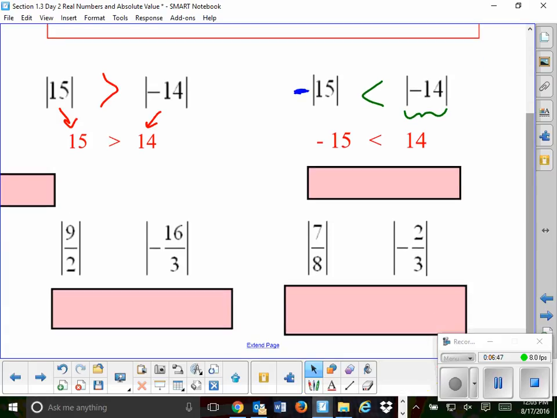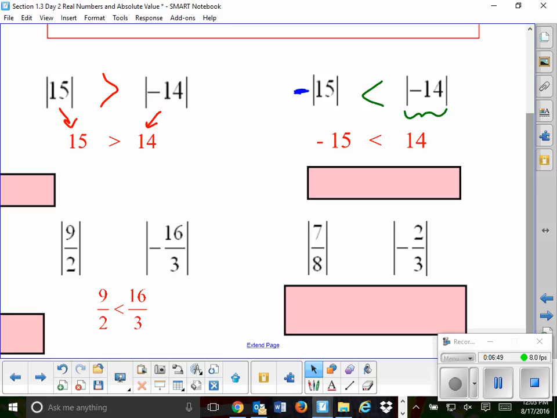Over here, we have 9 halves. If you need to turn it to a decimal or a fraction, just so you know, this is 4.5, and this is negative 5 1/3. So when you're comparing these, you're now comparing 4.5 to positive 5 1/3, positive because you're taking the absolute value, and we know that 5 1/3 is bigger than 9 halves, so you have that. So a lot of thinking going on here.